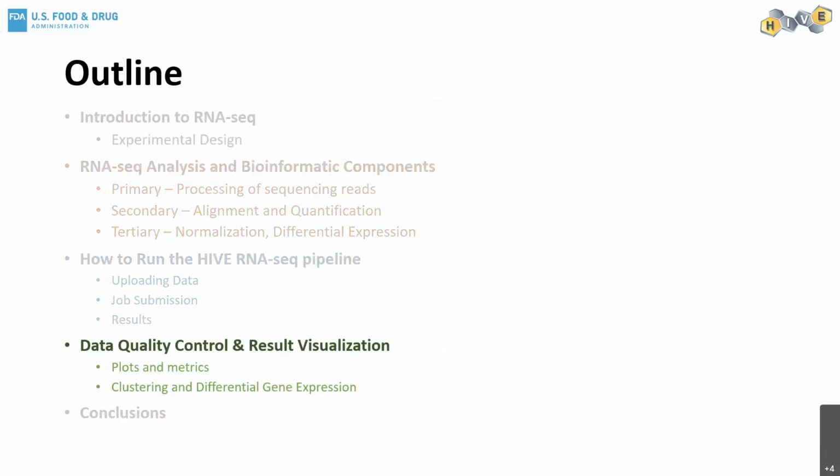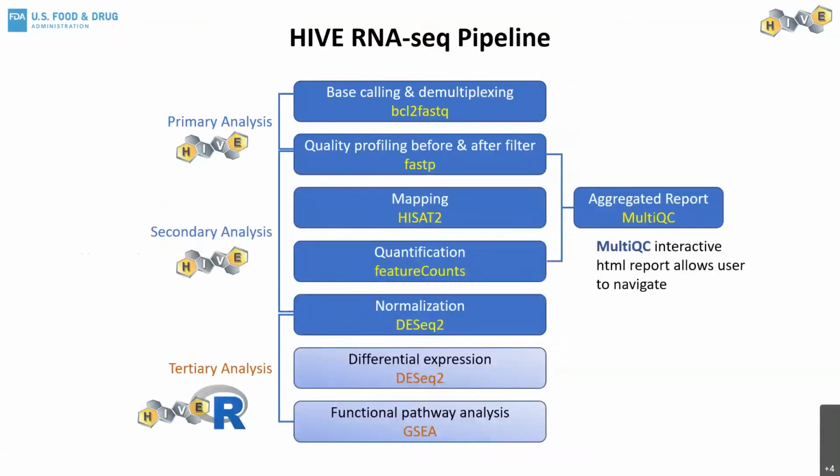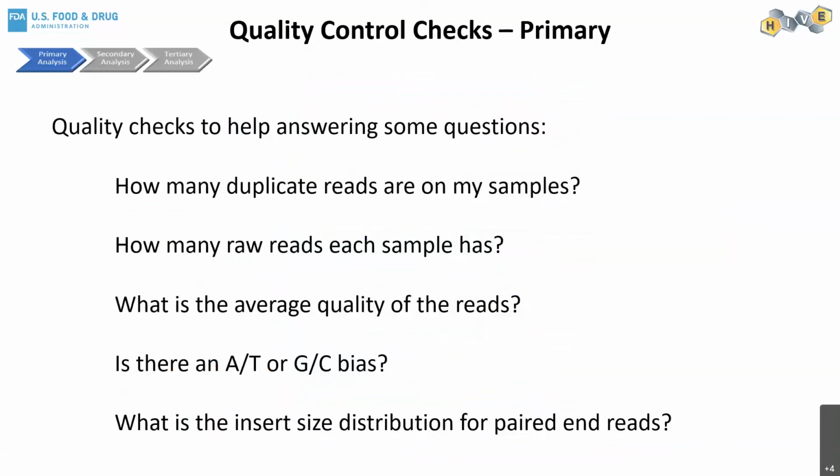Now I'm going to talk about what to do with those results. Like, what can we do with the feature counts table? This is again the pipeline, just as a reminder. What we can do is some quality control checks. We are interested in sharing the results that we are getting with researchers or collaborators. So for the primary steps, we need some quality checks, questions that we can answer.